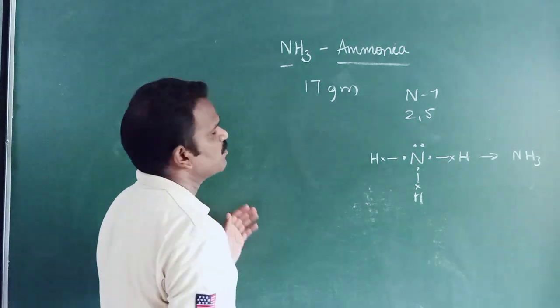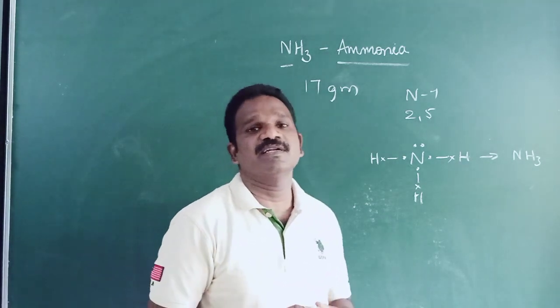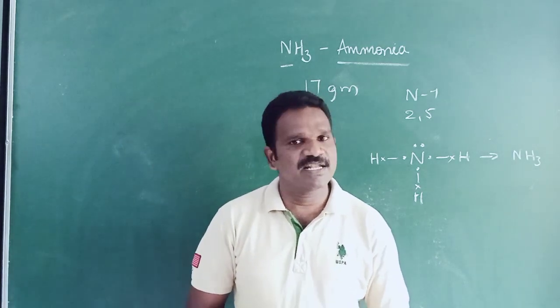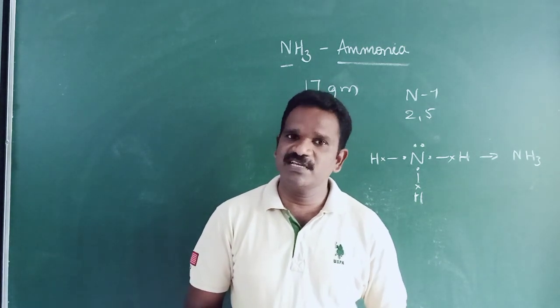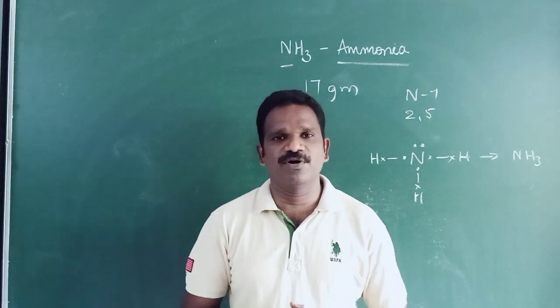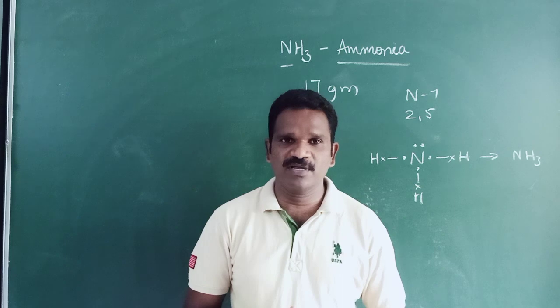So this is the introduction part of ammonia. Once again, the ammonia chemical formula is NH3, molecular mass is 17 grams, and the type of bond is covalent bonding.